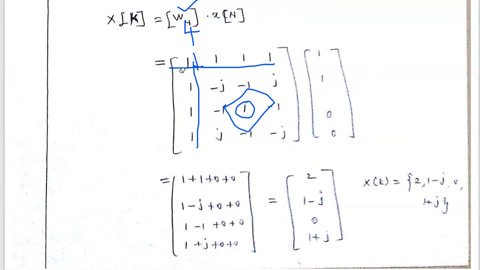So you see, the first row and first column are full of plus 1. In the remaining 3 by 3 matrix, the center element is plus 1. Then in the remaining values, the center elements are minus 1, four minus 1s. Then these two diagonals are minus j, and these two diagonal elements are plus j. So this is said to be the 4-point twiddle factor matrix.